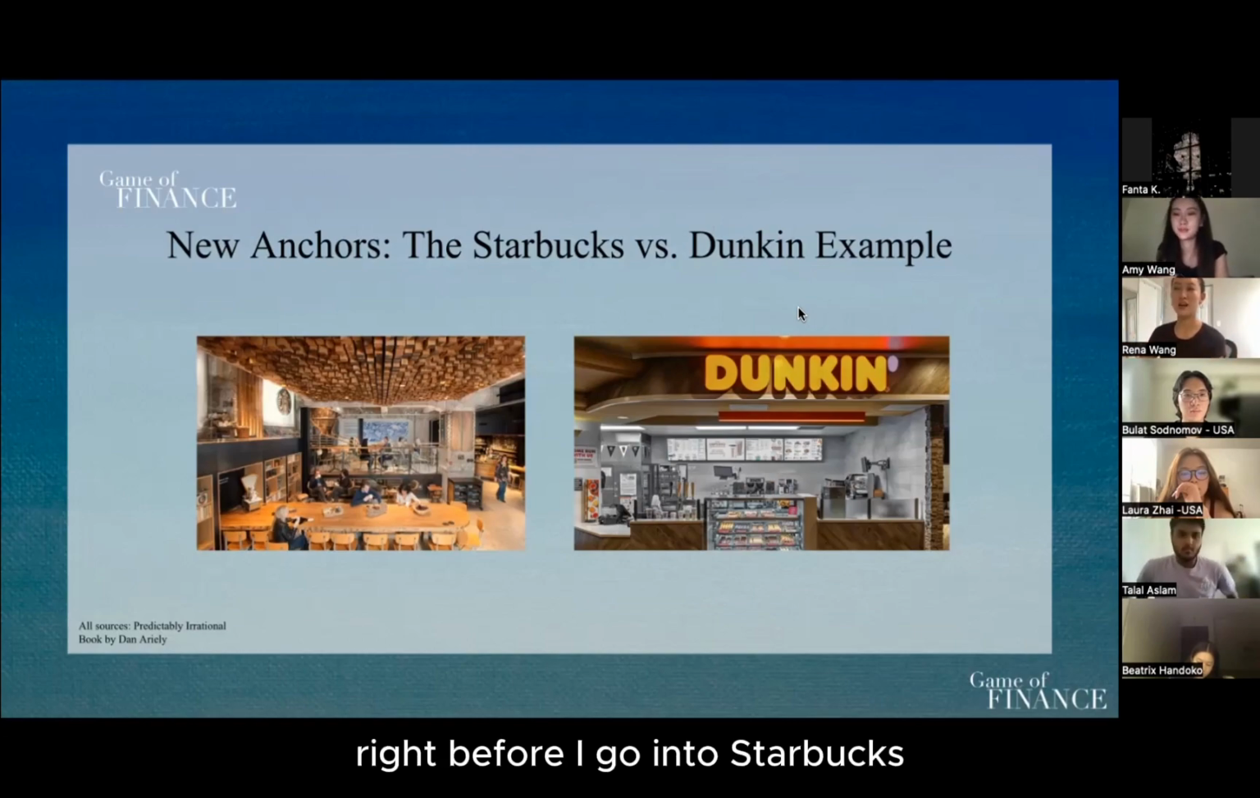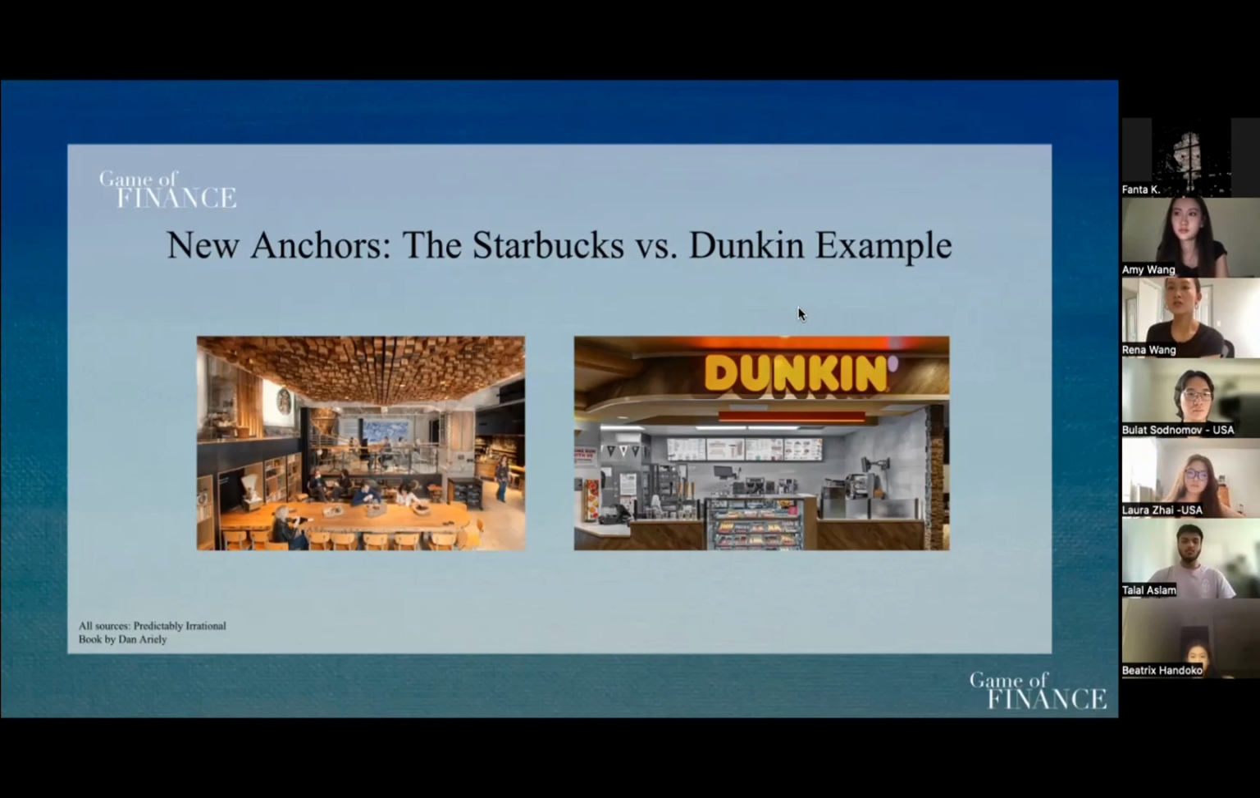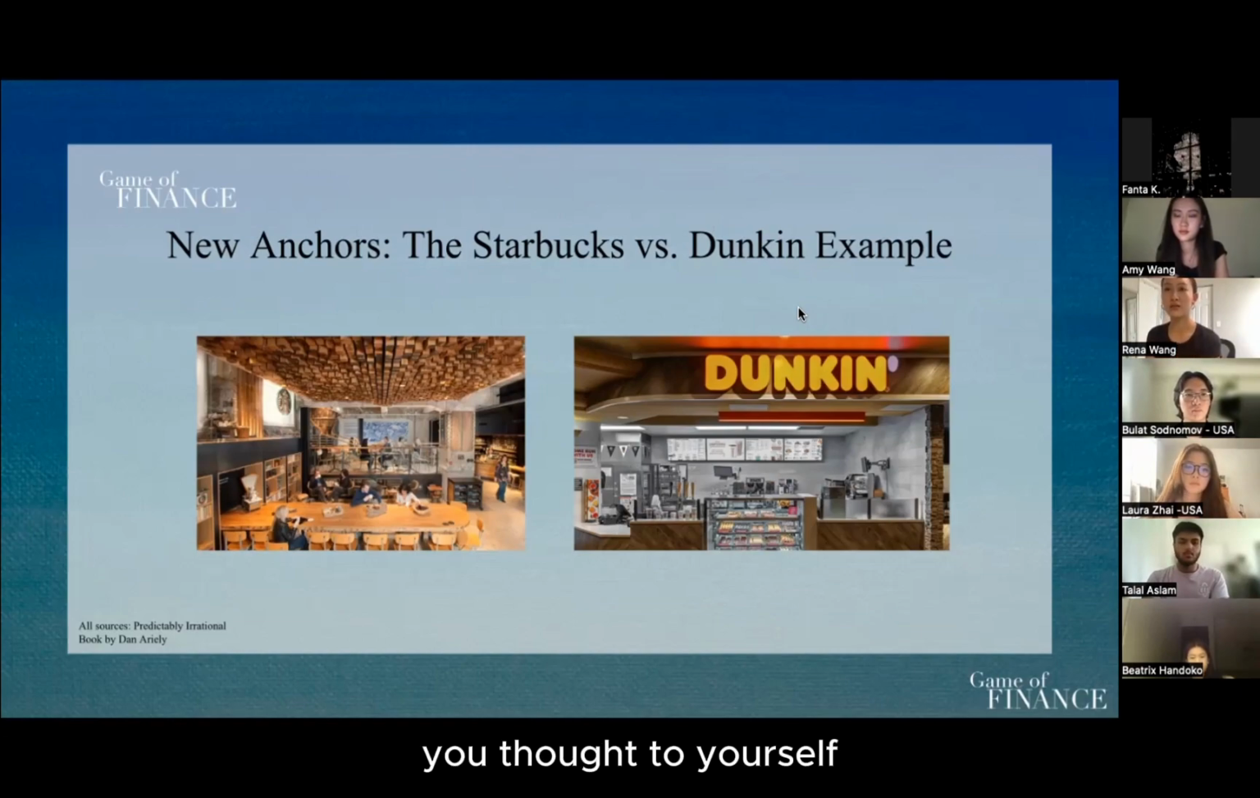Before I go into Starbucks, the history of it, and how it was able to get here today, I'm going to give you guys a little theory, using a restaurant first. Let's say you're walking past a restaurant and you see two people standing in line waiting to get in. You think to yourself, this must be a good restaurant. People are lining up. So you stand behind those people. Another person walks by, sees three people standing in the line and thinks, okay, this must be a fantastic restaurant, and joins the line, and then others join, right?